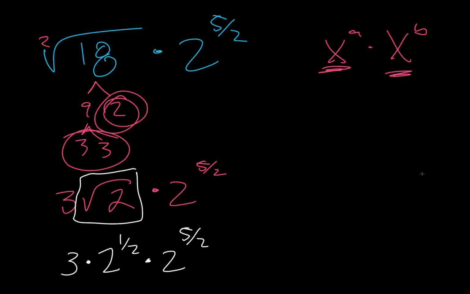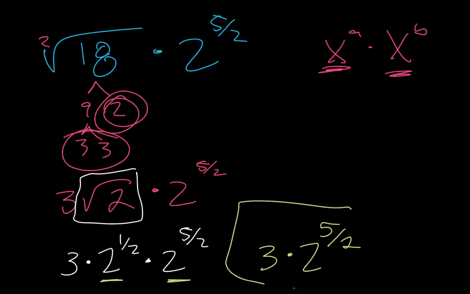Now, because we have the same base, a 2 and a 2, we can use our adding exponent rule. So we're still going to have this 3 out in front, but now we'll add the exponents. So we'll have 2 raised to the 5/2... and we can just stop there. If you want to plug it into a calculator to see what it equals, that's fine, but this answer is acceptable as well.